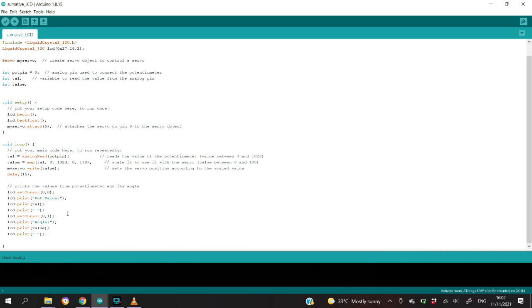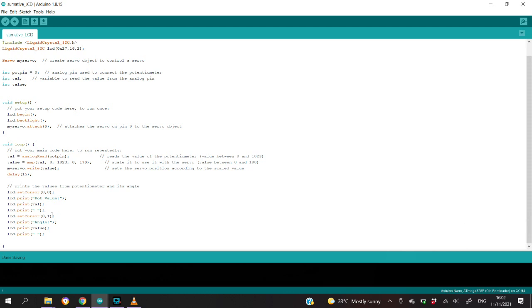So for this one, we set the potentiometer value at 0, 0. This is the code for the display, which is on the upper row, that we will print the pot value and then the val or the value of the potentiometer, and with space to avoid overlapping of the previous data.